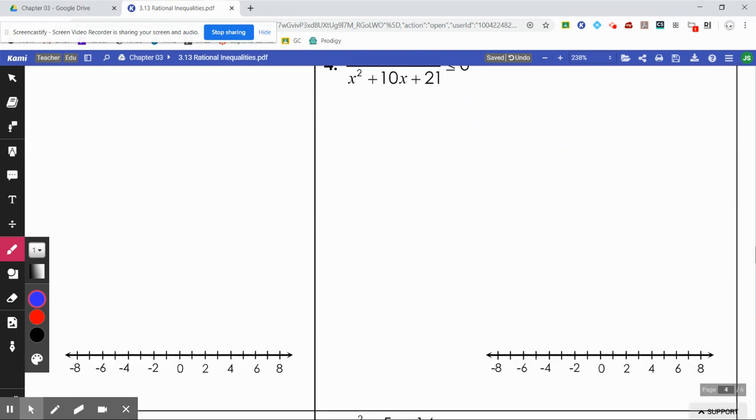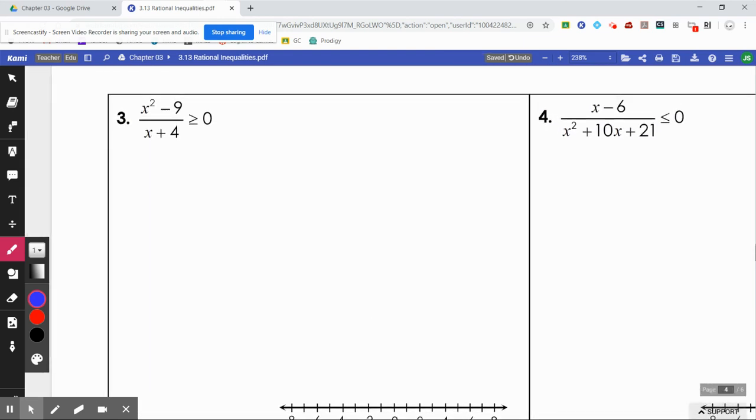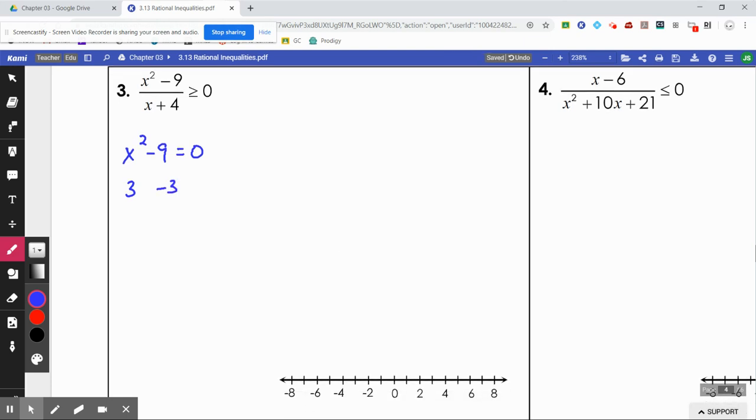Number 3. Set the top equal to 0, set the bottom equal to 0. When you're setting the top equal to 0, again, that tells you your x-intercepts, and that's going to be x equals +3 and -3 are going to be your solutions there. And let's go ahead and do this. Your x-intercepts get closed circles. So at -3 and at +3, you get a closed circle.